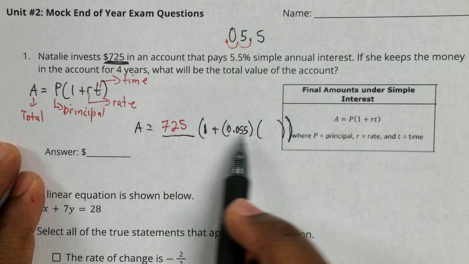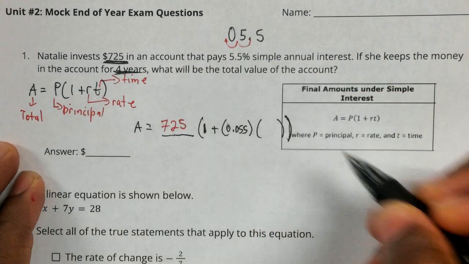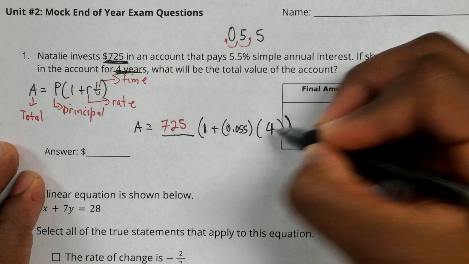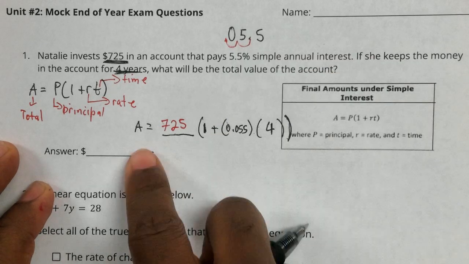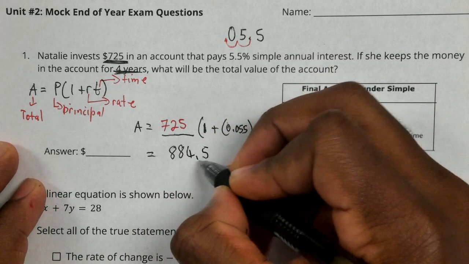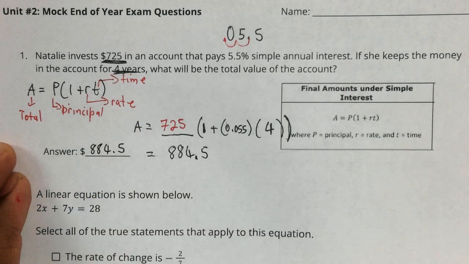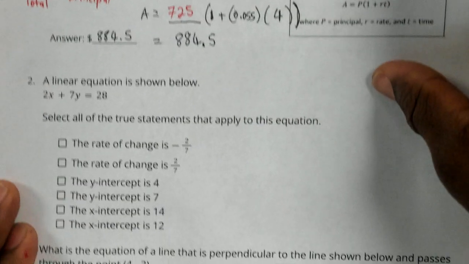Now we're going to evaluate the time. It says after 4 years, so that 4 represents time, and I plug that 4 here. All I have to do is put all this in the calculator, and I'll get 884.5. So this would be 884.5. Okay, now let's try the next question.